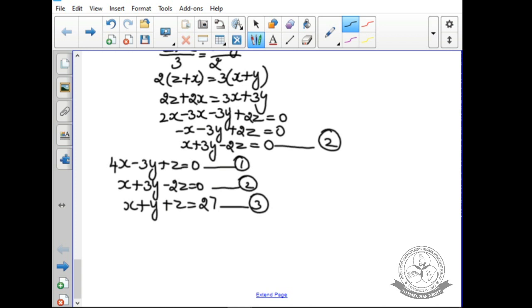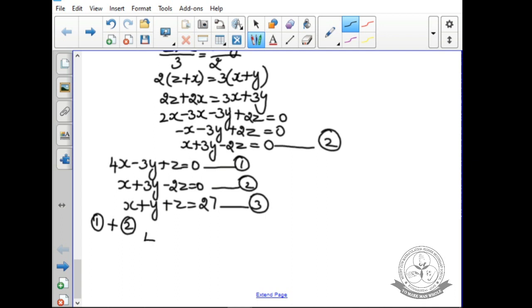Which variable do you have to cancel? Here it is 4x, and here too it is x. You can either cancel x or you can cancel y. Here we can cancel the term y for the first two. So add the first equation plus the second equation, because here it is minus 3y and here it is plus 3y.